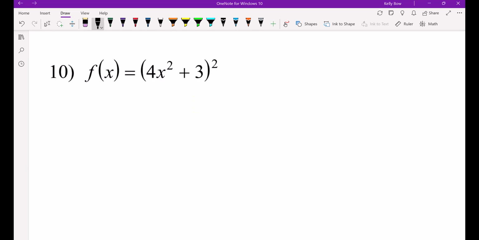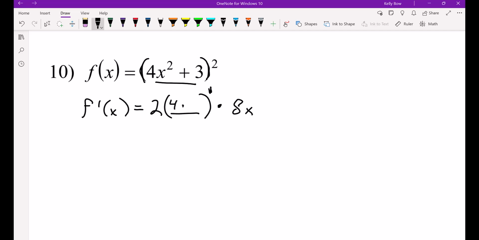Okay, so this outer function is something squared. So the derivative will be that something squared. So 2 times that something, the first power. Now we're going to multiply it by the derivative of that something. Well, there's the something. The derivative of that is just 8x. And then we make sure we bring down that inside function.